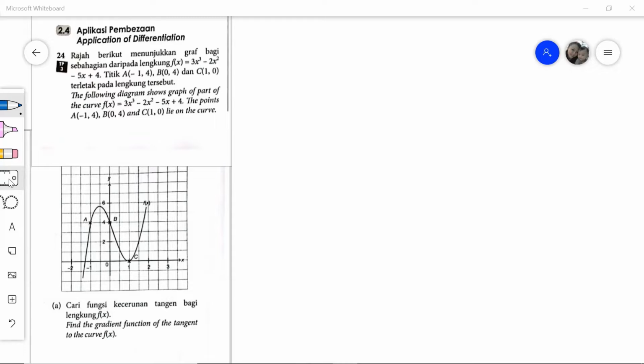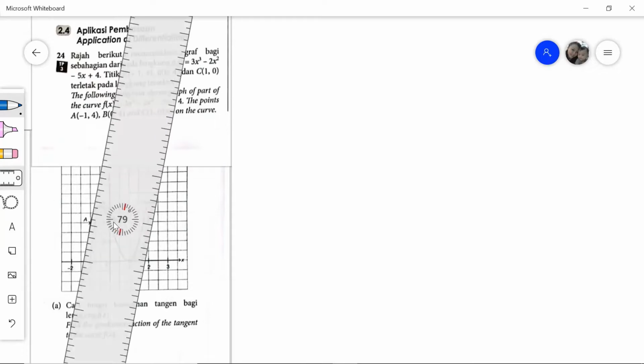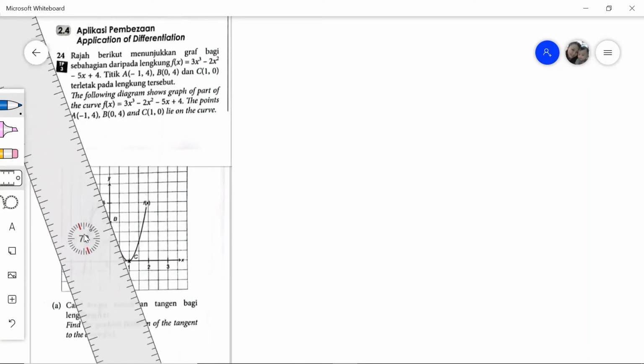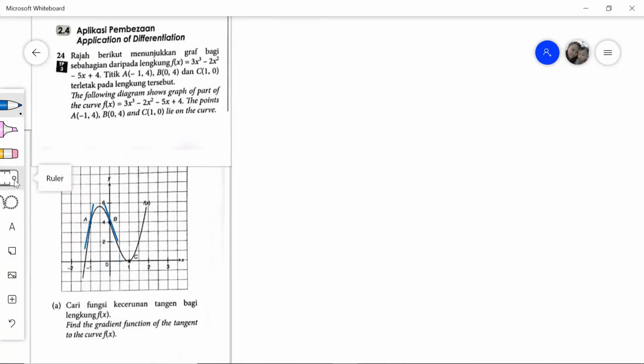For example, the line that passes through point A will have a positive gradient like this. The line that passes through point B will have a gradient that goes in the opposite direction, going downhill instead. And the line that passes through point C will look like this. So we know that different straight lines will have different values of gradient.